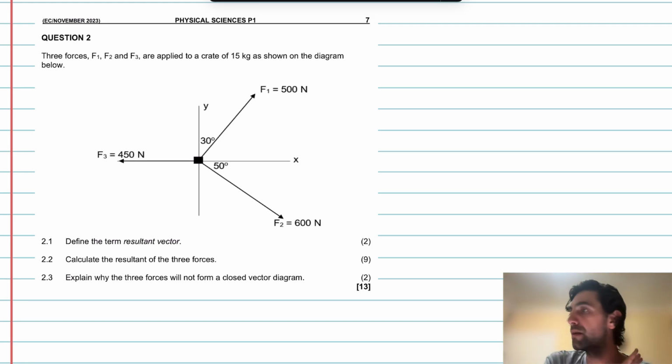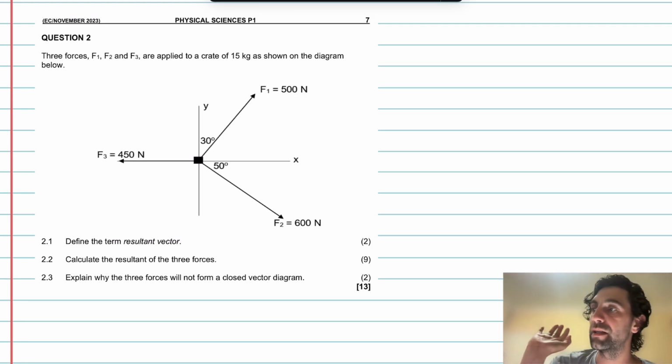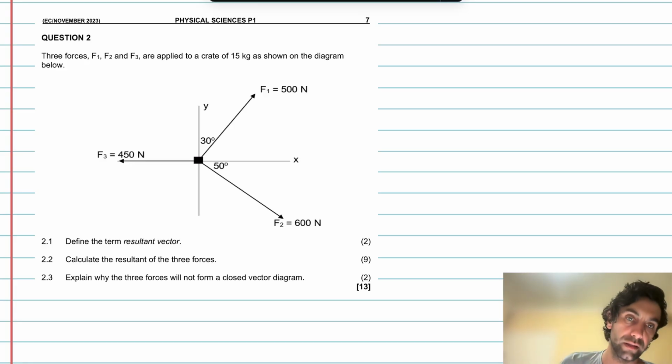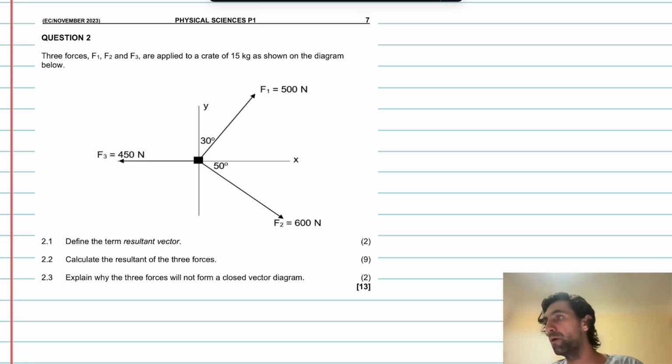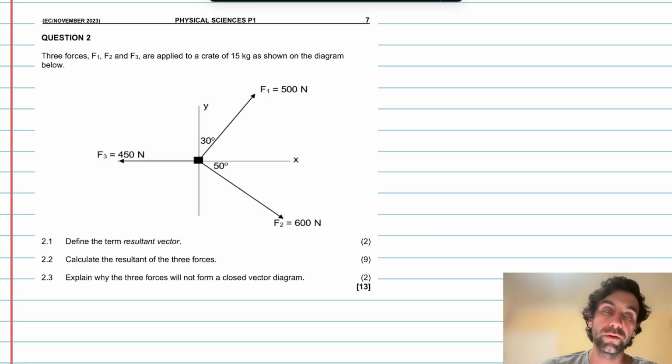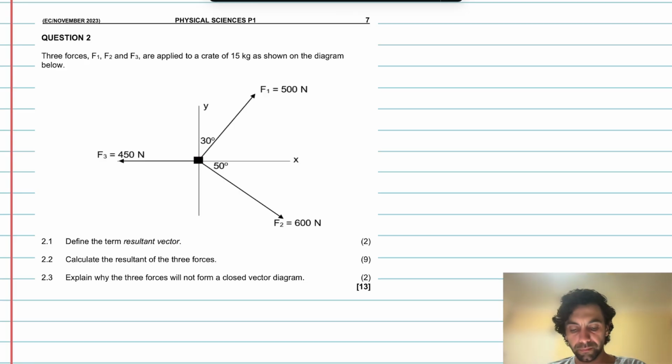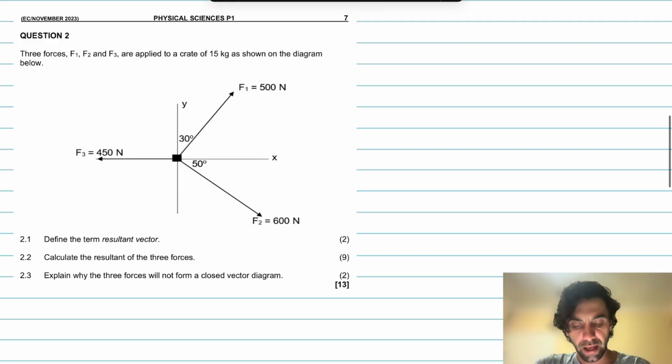But over here it says a single vector having the same effect as 2 or more vectors that are combined, or is the vector sum of 2 or more vectors. Now we want to calculate the resultant of these 3 forces, and the next question will ask us to explain why the 3 forces will not form a closed vector diagram. Okay, so let us begin.